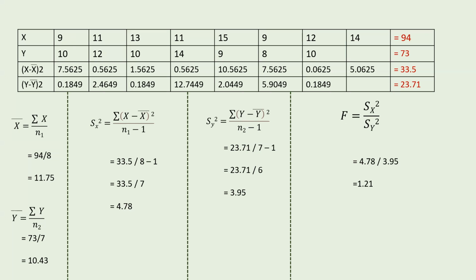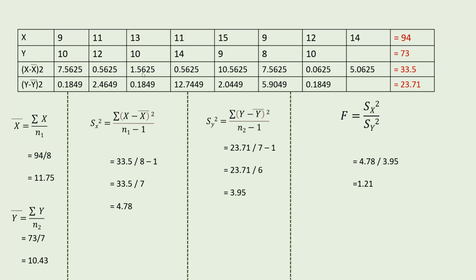So the next value will be 11 minus 11.75, which gives us the answer minus 0.75. And if we square that value, we'll get the answer as 0.5625. Likewise, 13 will be subtracted from 11.75, which will give us the answer 1.25. And if we square that value, we'll get the answer as 1.5625.